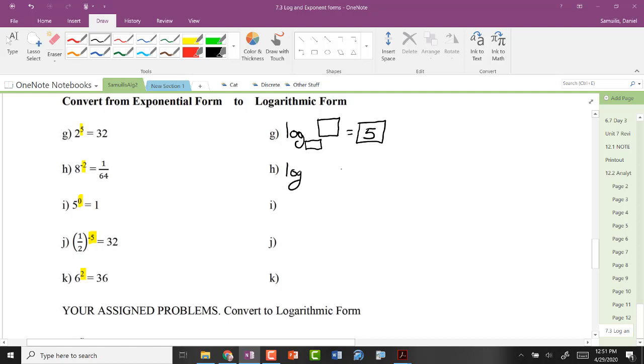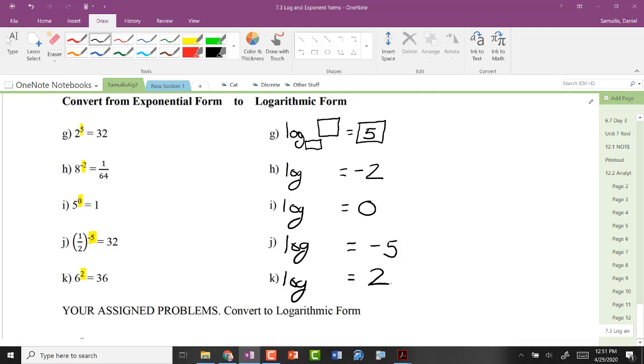The logarithm always equals the exponent. So log base something of something equals the exponent. Okay, logarithms always equal the exponent.